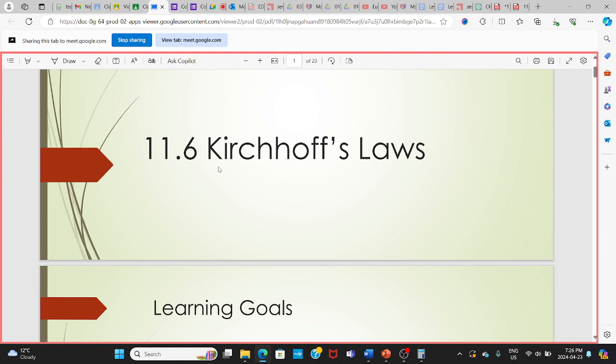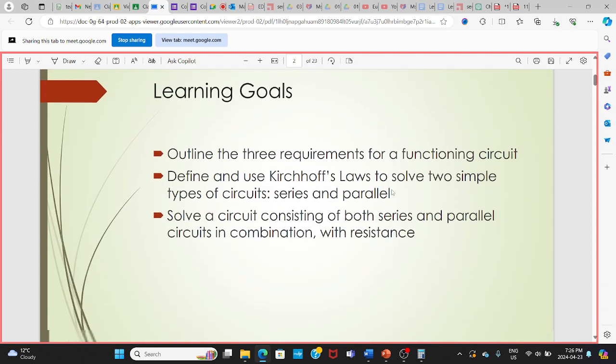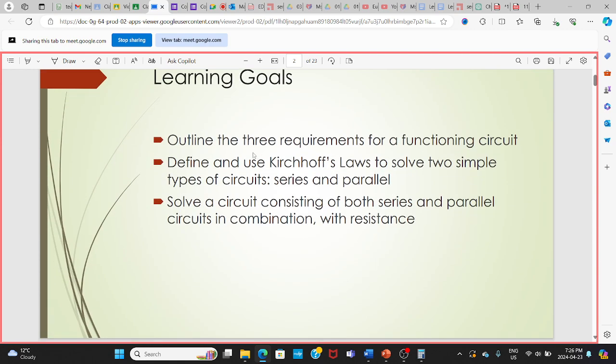Okay, 11.6, Kirchhoff's law. So the learning goal is to outline the three requirements for a functioning circuit, define and use Kirchhoff's law to solve two simple types of circuits, series and parallel, and solve a circuit consisting of both series and parallel circuits in combination with resistance.